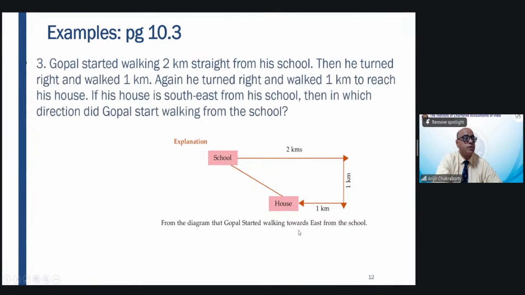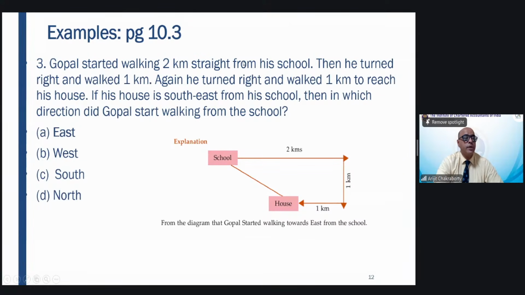Gopal started walking 2 kilometers straight from his school. Then he turned right and walked 1 kilometer. Again he turned right and walked 1 kilometer to reach his house. If his house is southeast from his school, then in which direction did Gopal start walking from the school? So let us see the explanation from the study material.